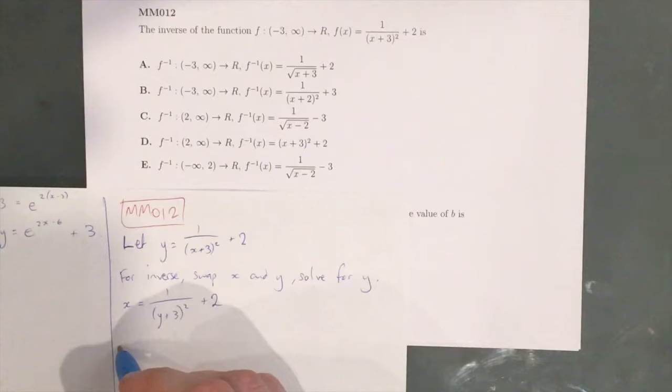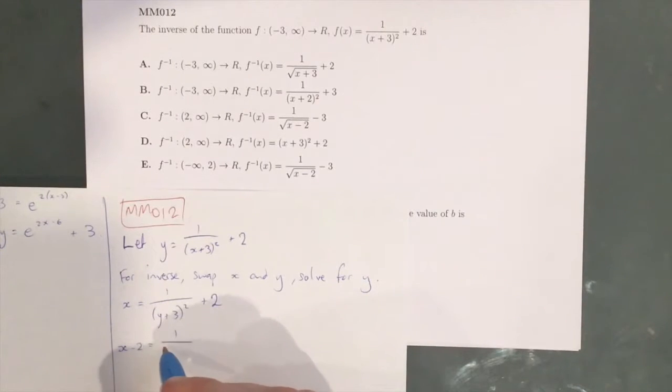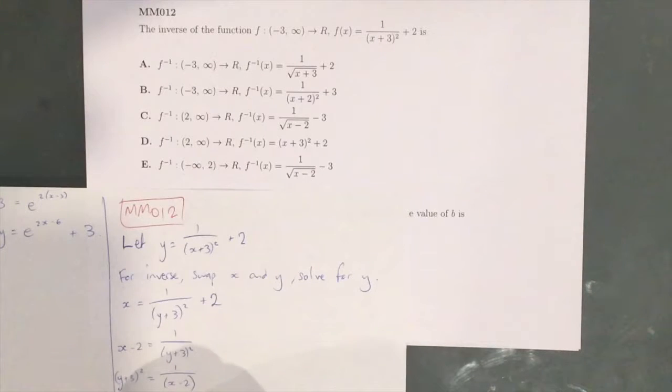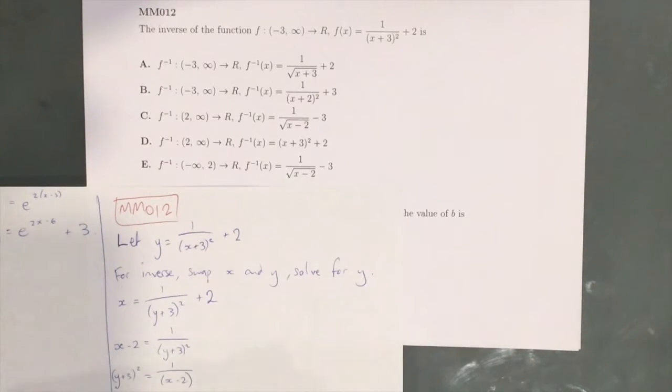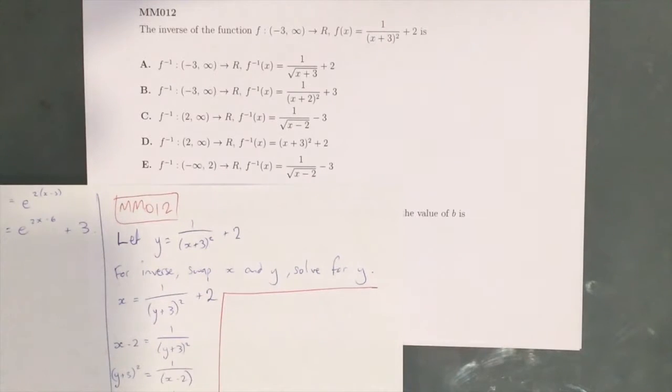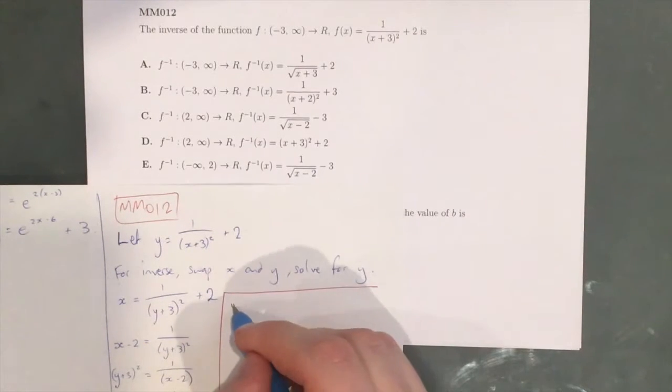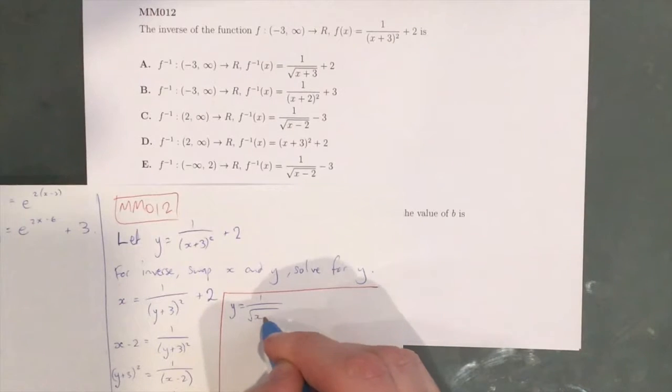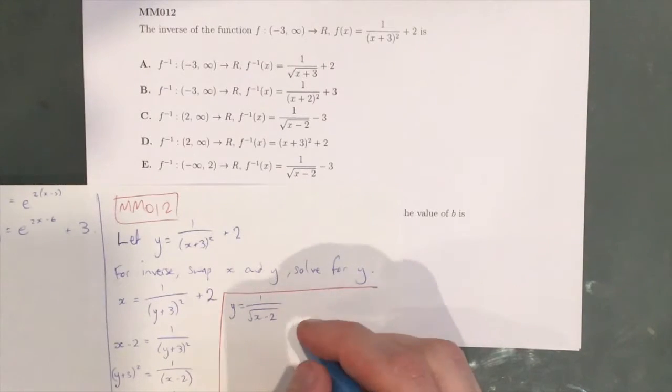So from here, this becomes x take 2 equals 1 over (y plus 3) squared. I cross multiply this up here and this down here, which gives us (y plus 3) squared equals 1 over x take 2. We square root both sides, which gives y plus 3 equals the square root of 1, which is just 1, over the square root of x take 2. And then we get y equals 1 over root x take 2, minus 3.